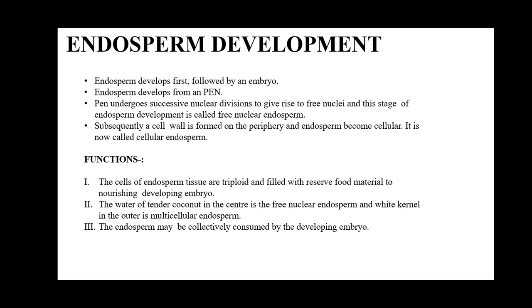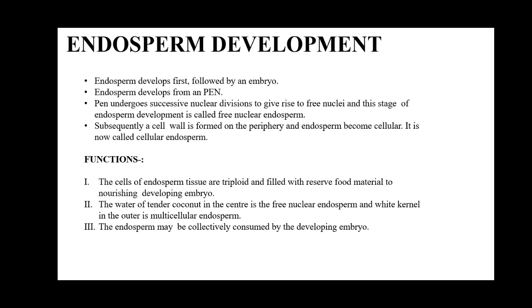The endosperm develops from the primary endosperm nucleus. The ploidy of the primary endosperm nucleus is triploid, and this PEN undergoes mitotic cell division. As we earlier know, mitotic cell division has two phases: the first is karyokinesis and the second is cytokinesis. Karyokinesis is the division of the nucleus, and cytokinesis is the division of the cytoplasm. There are two types of endosperm: the first type is free nuclear endosperm and the other type is cellular endosperm.